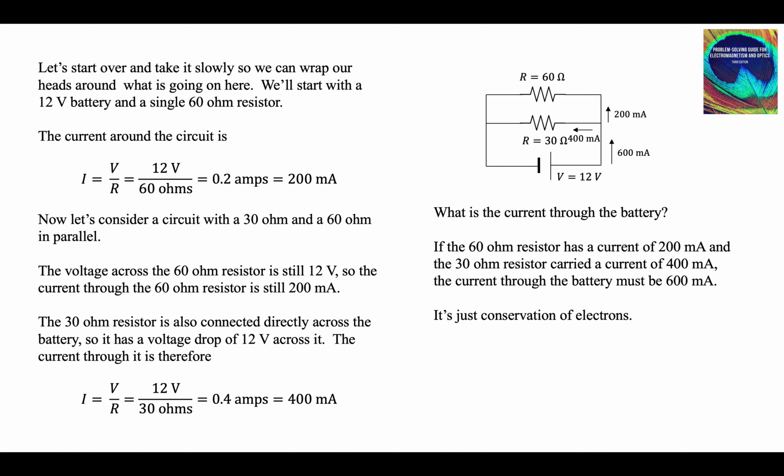Conservation of electrons. Current going into a junction has to be the current going out of the junction. I don't know what that means. Conservation of voltage. Voltage shouldn't be conserved. Let's think about this. And I got an analogy for you.